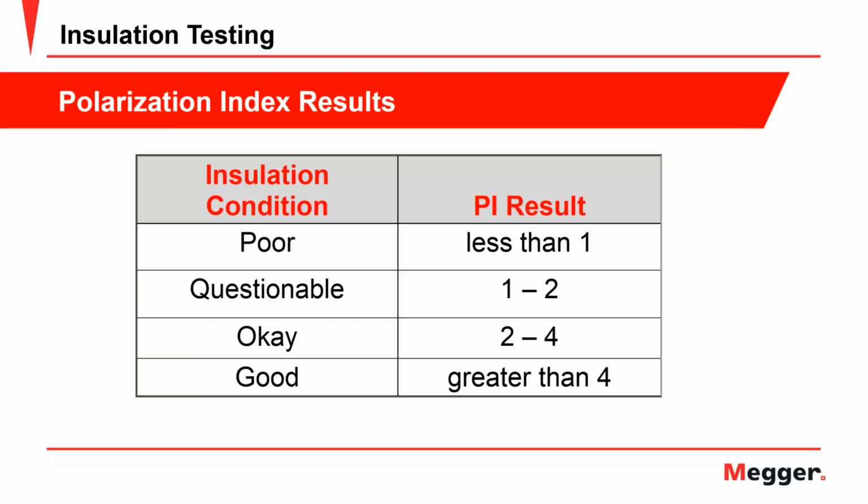But readings that are down around 1, there you're getting a lot of leakage current, and that equipment may be getting ready to break down. So that's the stuff you want to schedule for maintenance. Next.